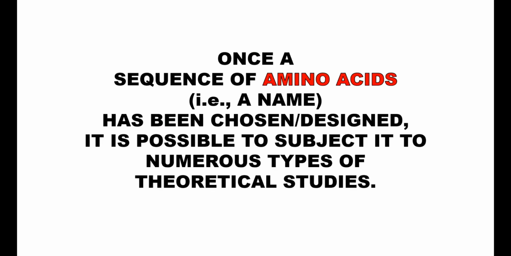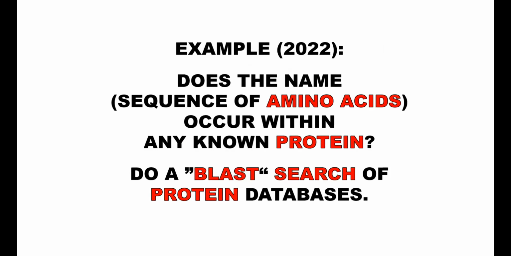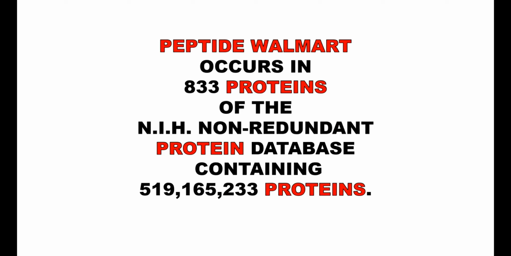Once a sequence of amino acids, in other words, a name, has been chosen or designed, it is possible to subject it to numerous types of theoretical studies. For example, last year I asked the question, does the name or the sequence of amino acids occur within any known protein? And the simplest way to determine that is to do a so-called blast search of protein databases. It was found that peptide Walmart, or the sequence of letters W-A-L-M-A-R-T, occurs in 833 proteins of the National Institutes of Health non-redundant protein database containing more than 500 million proteins.